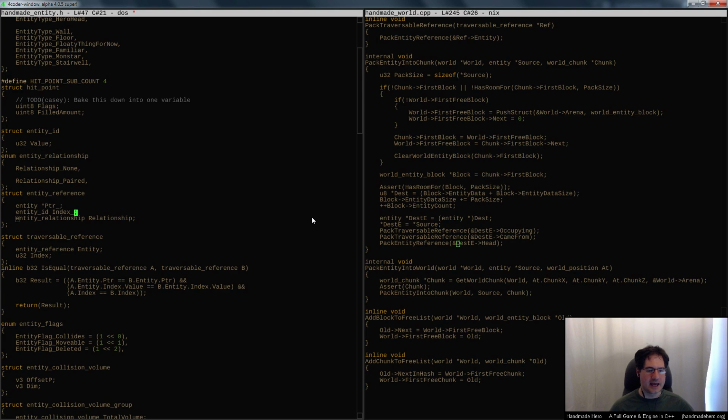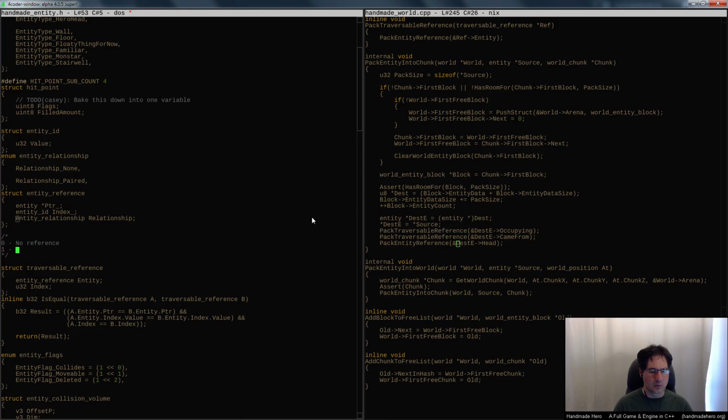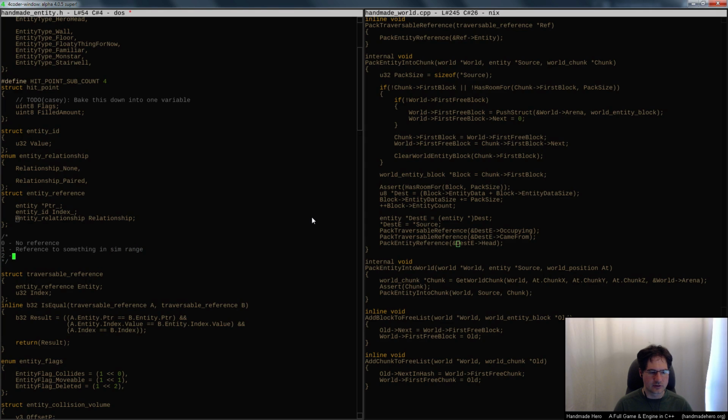Another option would be to make the entity always point to some kind of a special dummy entity, and you can test for that. I don't really love that either. In short, I just don't think there's a lot of good stuff to do here, other than maybe try to have some helper functions that make it easy to do the right thing. But it's basically a tri-state condition, right? It's something that looks like this. It's like 0, no reference. 1 is reference to something in sim range, and 2 is reference to something out of sim range.